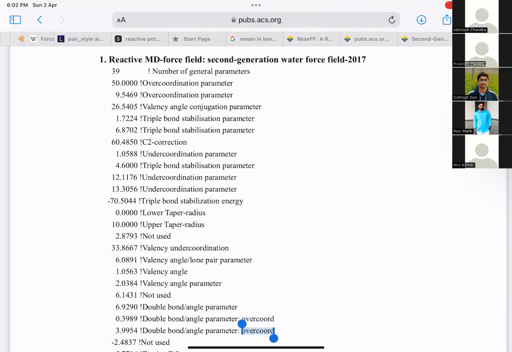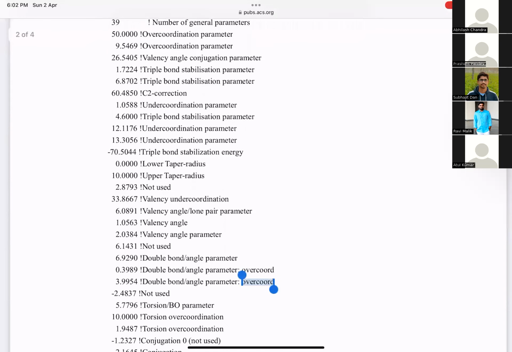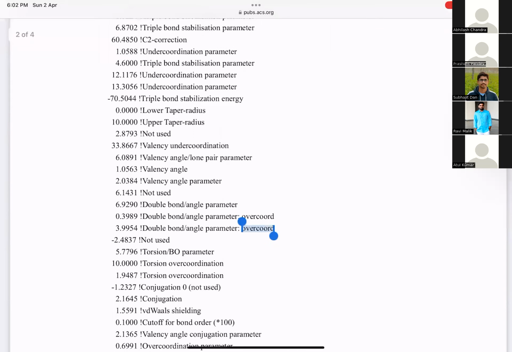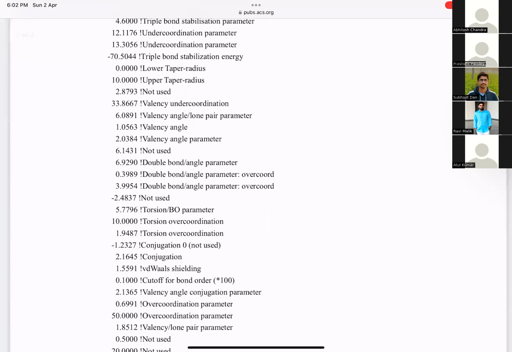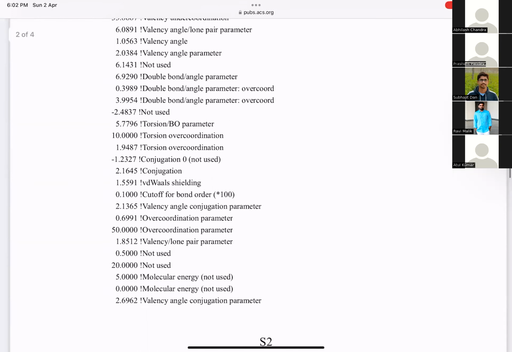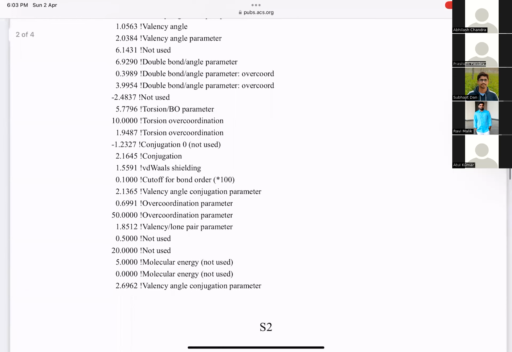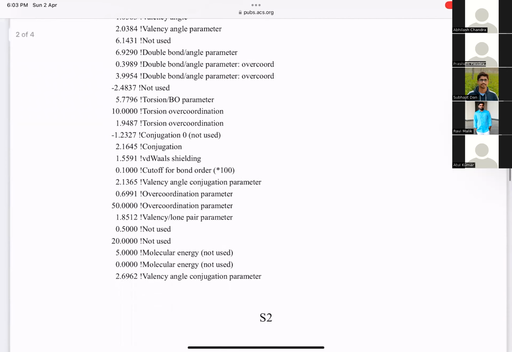Then we have the valence angle conjugation parameter. Again, there are some taper corrections also. And if you have a double bond, then you have the double bond angle parameters for that double bond. For every bond you have one over coordination and one under coordination parameter. And for every torsional or angle parameter, you'll again have some over coordination and under coordination parameters. You have the cutoff for your bond order. Then we have the van der Waals shielding and all.